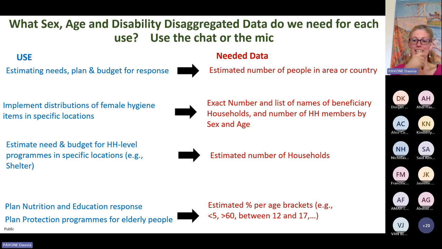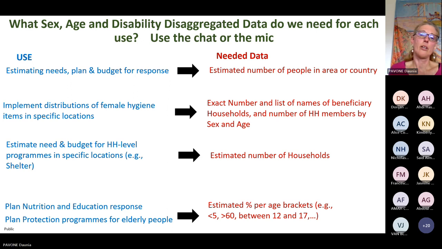Thank you. And that's exactly what I had in mind. So as you can see, for something like programming for specific brackets of population, age and sex brackets of population, you do need to have much more detailed data and also sex and age disaggregated data.